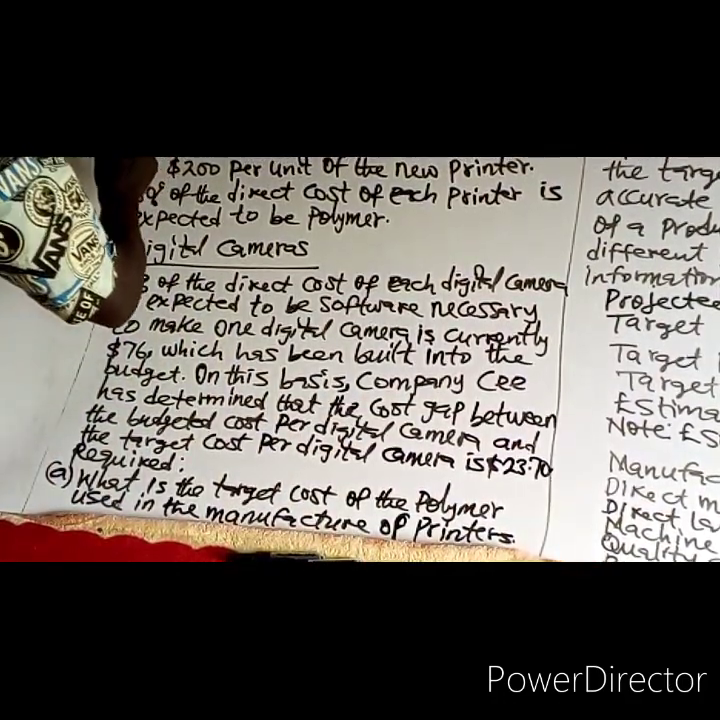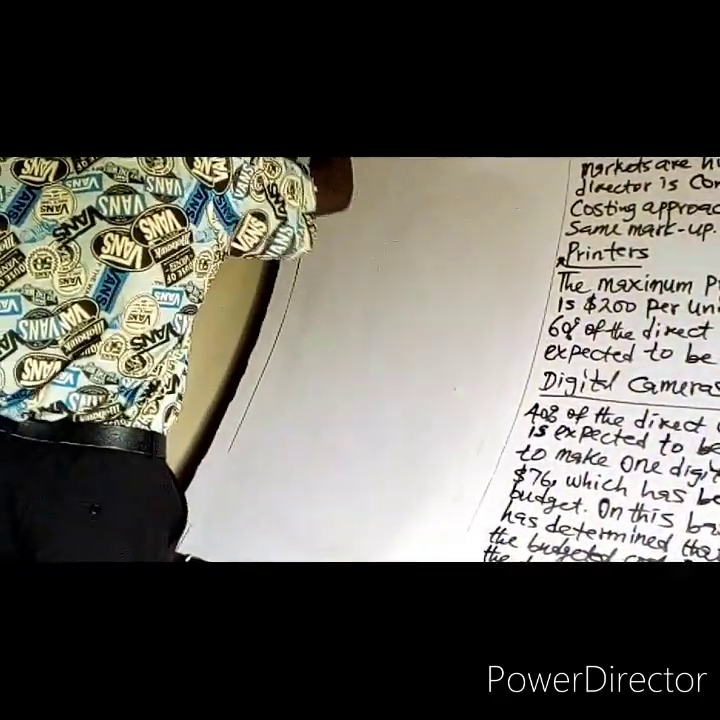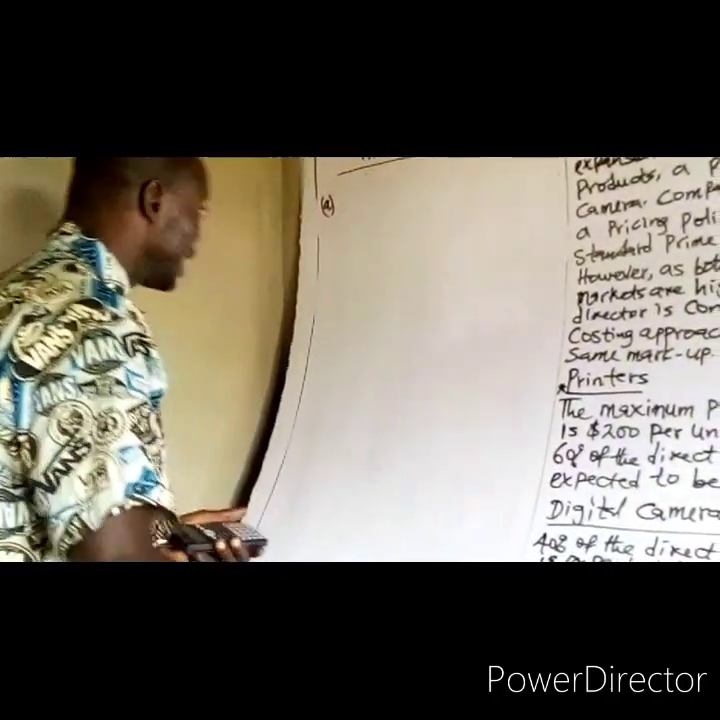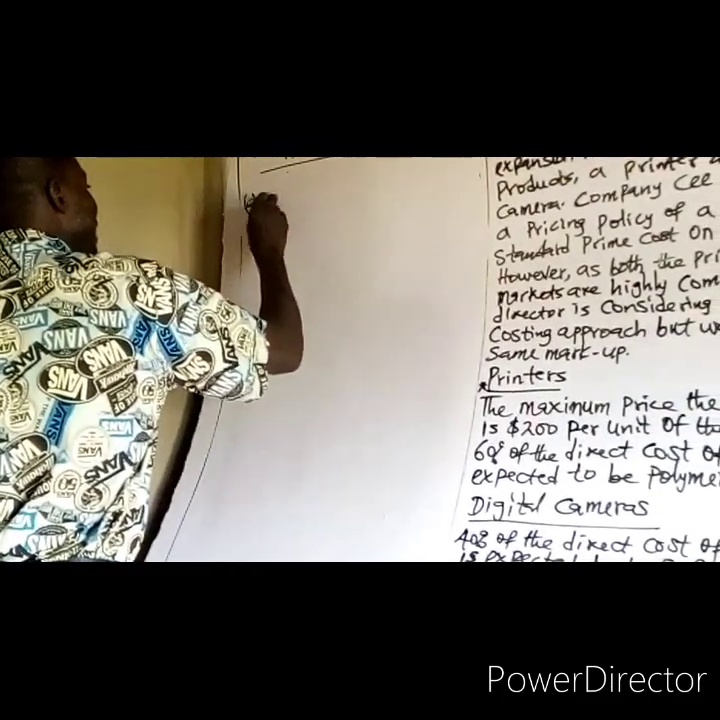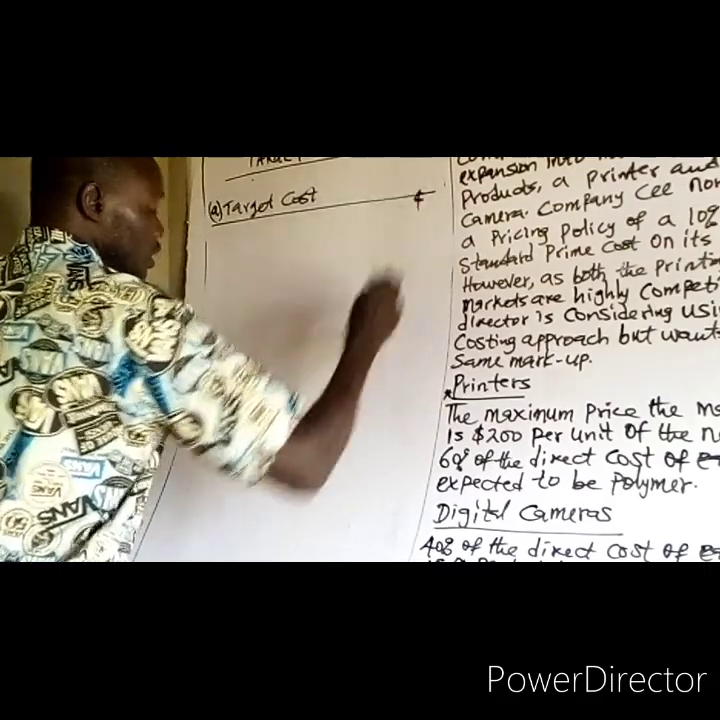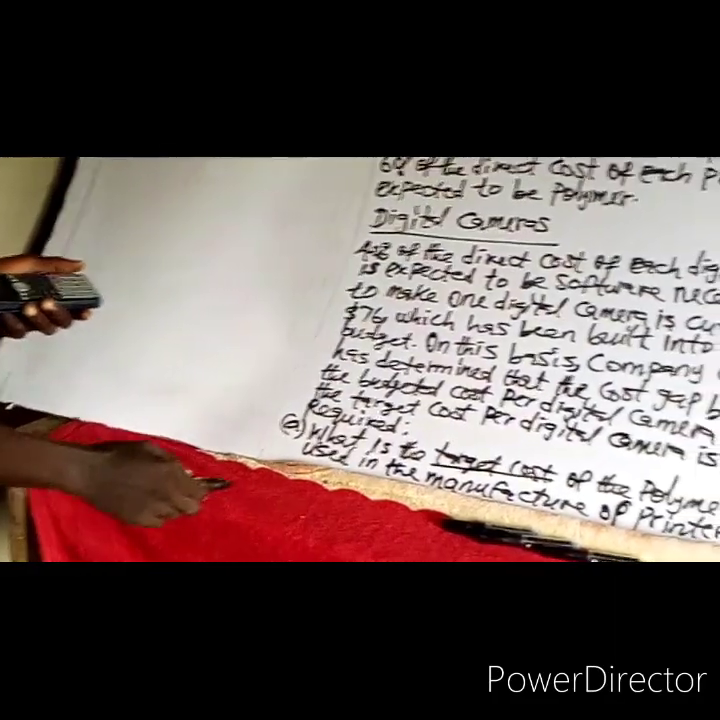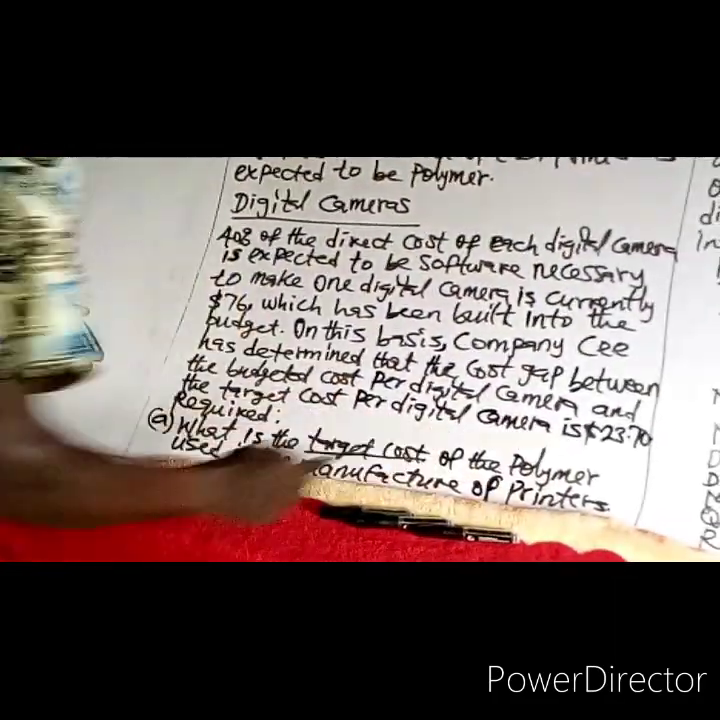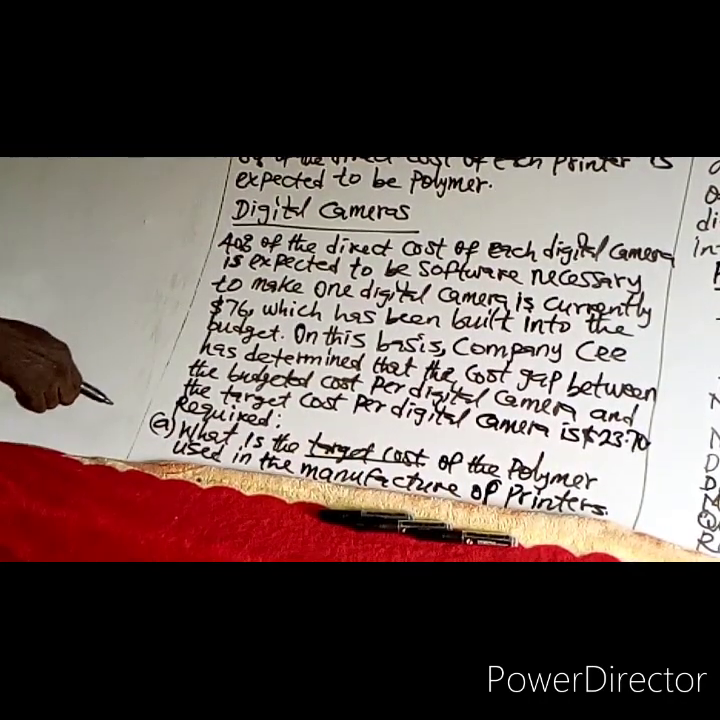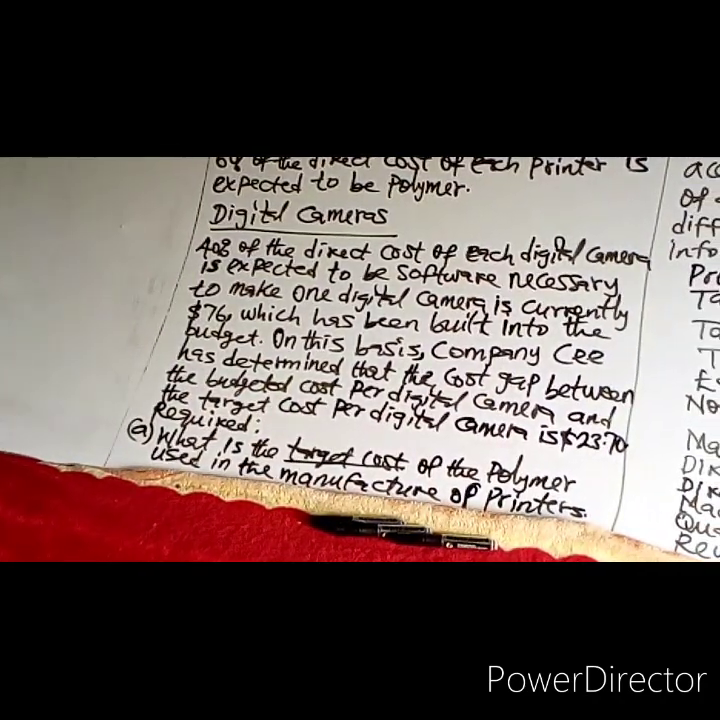So now our focus in A is on the printers. I've told you that you want to determine the target cost. What is the target cost of the polymer used in the manufacture of printers? So that is the requirement in A.